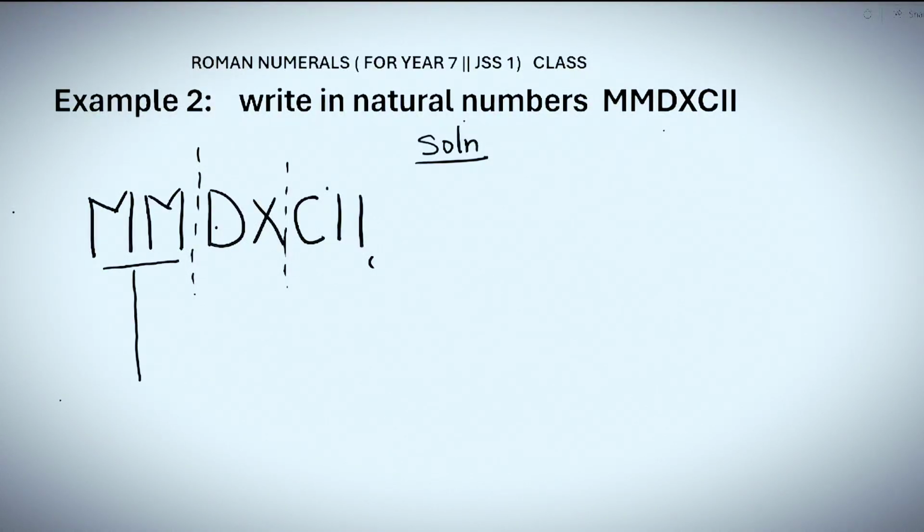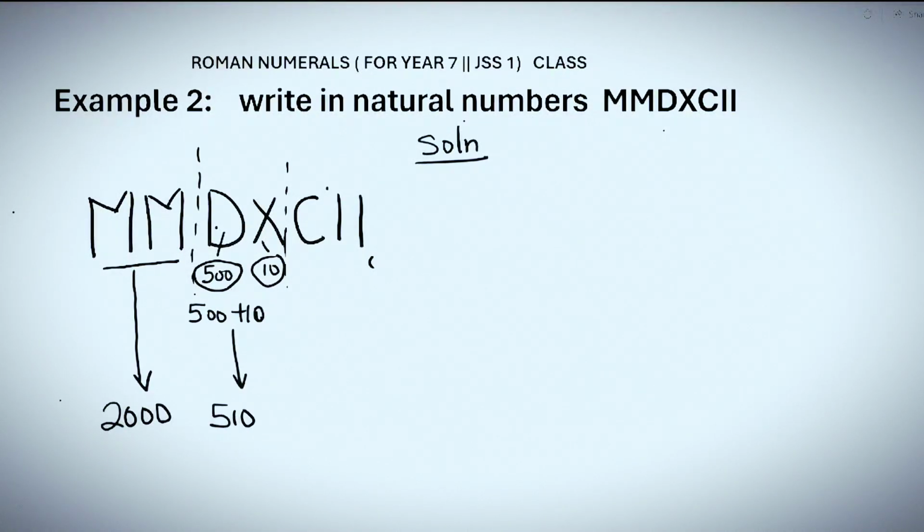So M is 1000, 1000. Both of them gives us what? 2000, right? If you look at this is D, which is what? 500. This is X, which is 10. If you watch, 500 is larger than 10. So what do we do? We add both of them. 500 plus 10, that gives us what? 510. So if we add them, we have 510 here.